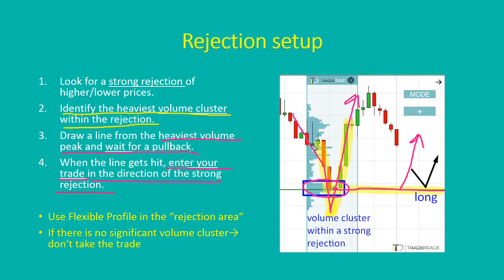Because strong buyers rejected lower prices, which means that in this place, strong buyers placed a lot of their buying positions, and from there they aggressively started buying. So when the price makes it back to this level, those buyers are likely to defend their volumes, to defend their positions, and to push the price upwards again from this level. So that's why you go long from there. You don't need to wait for any sort of confirmation, you just enter at first touch.